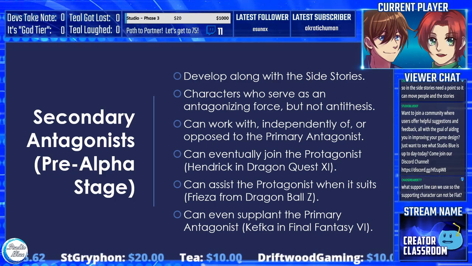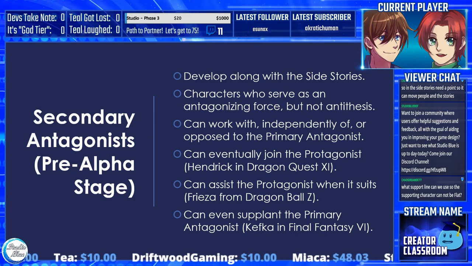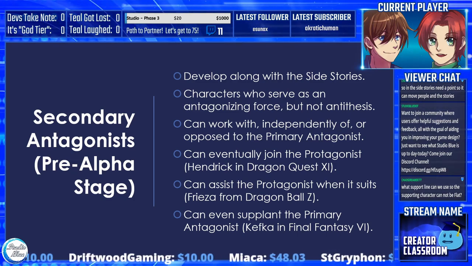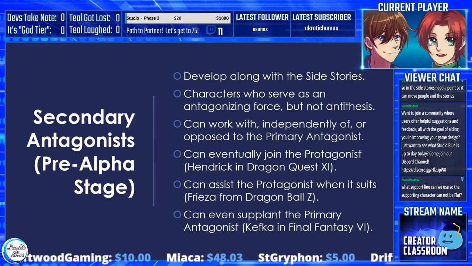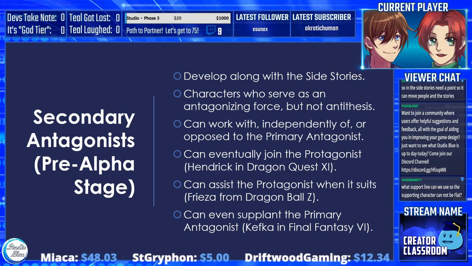Secondary antagonists can supplant the primary antagonist if you wish, such as when Kefka kills Emperor Gestahl in Final Fantasy VI. So, a couple of things to note here. First, that word antithesis.